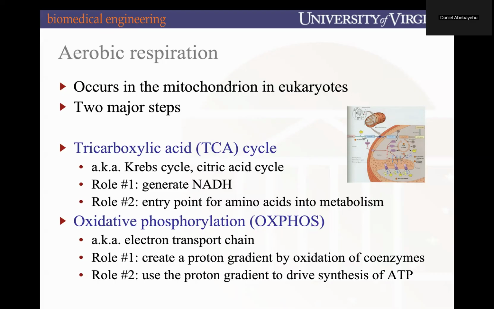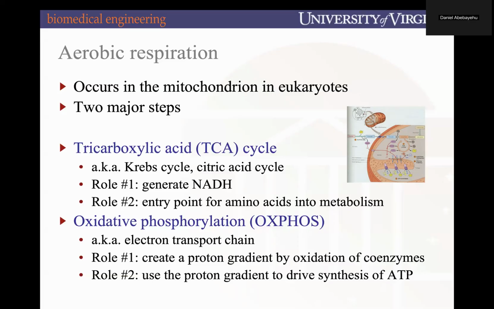And so this aerobic respiration is not going to be taking place amongst prokaryotic cells. Again, the two major steps we're going to be focusing on are the TCA cycle and oxidative phosphorylation, abbreviated to the TCA cycle or OXPHOS. The TCA standing for tricarboxylic acid. What that comes from is that there's going to be 3 carbon dioxides produced during the TCA cycle. It's also called the Krebs cycle.